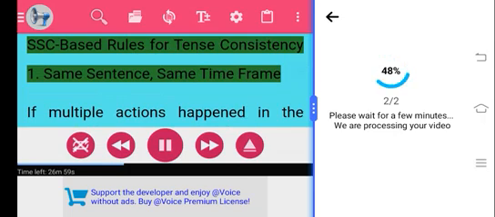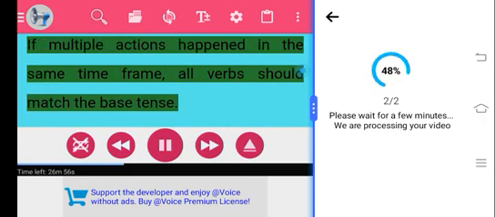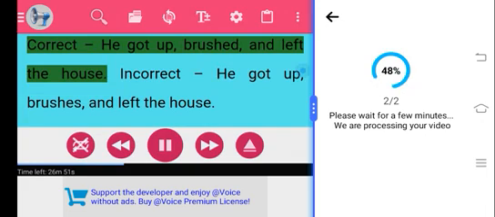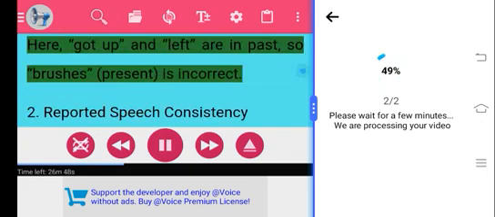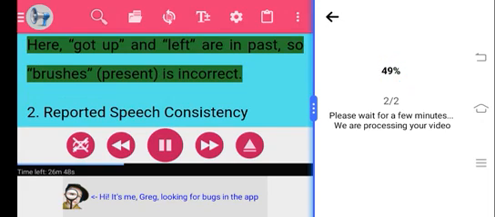SSC-based rules for tense consistency: 1. Same sentence, same time frame. If multiple actions happen in the same time frame, all verbs should match the base tense. Correct: He got up, brushed, and left the house. Incorrect: He got up, brushes, and left the house. Here, got up and left are in past, so brushes, present, is incorrect.